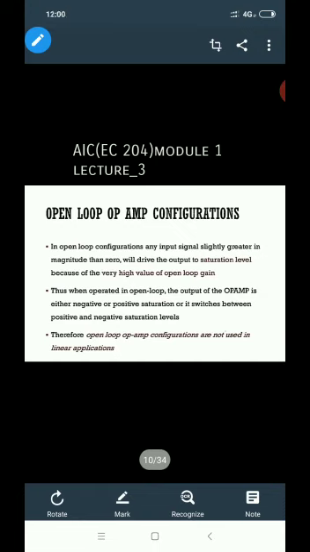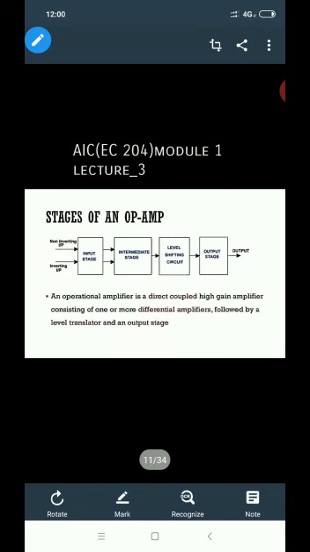The second point: when operated in open loop, the output of the op-amp is either in negative or positive saturation, or it switches between the positive and negative saturation levels. Therefore, open loop configurations are not used in linear applications. Please note why open loop configurations are not used in linear applications. The answer is given in the first two points. Now this is the block diagram of an op-amp.